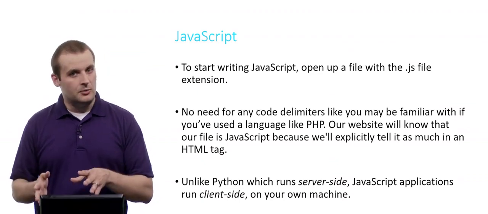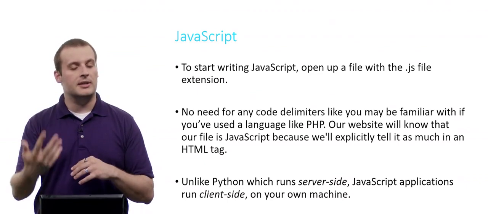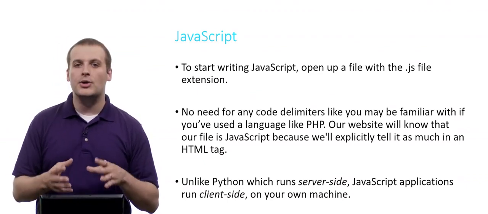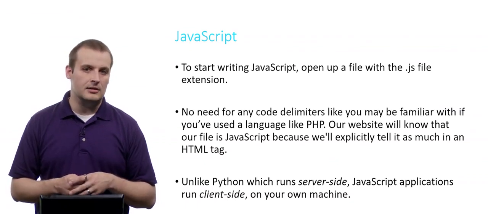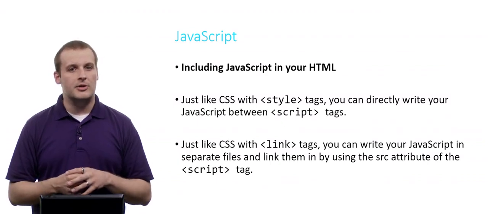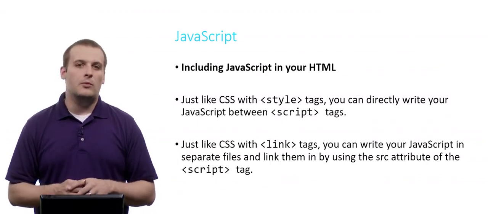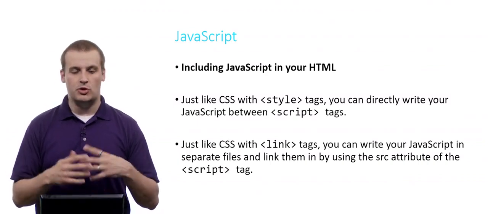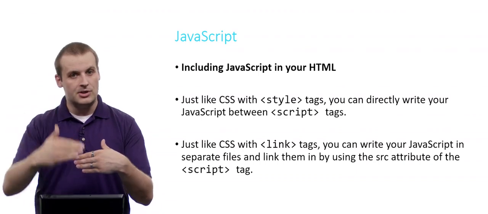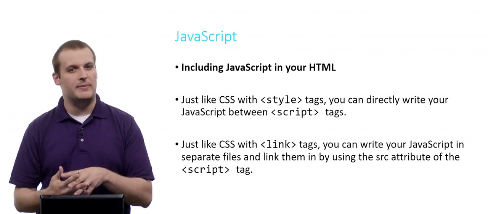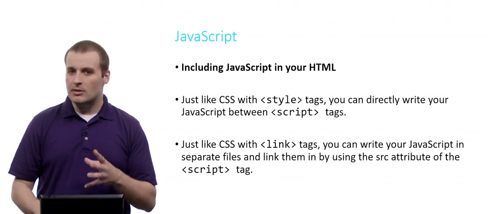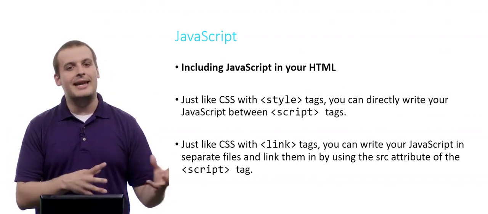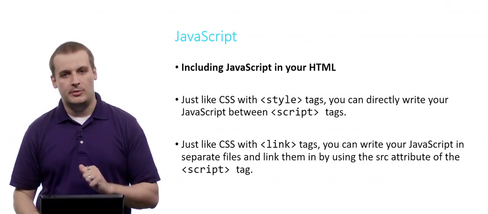Now, unlike Python, which runs on the server side, that is on the side that is hosting the website, JavaScript applications run client-side on your own machine when you are visiting a website. To include JavaScript in your HTML, it's pretty easy. Just like when we include CSS with style tags, we can include JavaScript in between script tags. So we can have an open script tag and literally start writing JavaScript right in our HTML, which is kind of cool. But also like CSS, where we had link tags, we can write our JavaScript in a different file and connect it using the source attribute of a script tag.